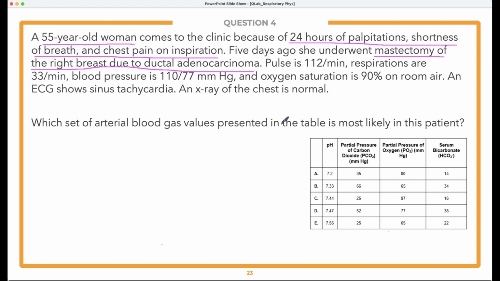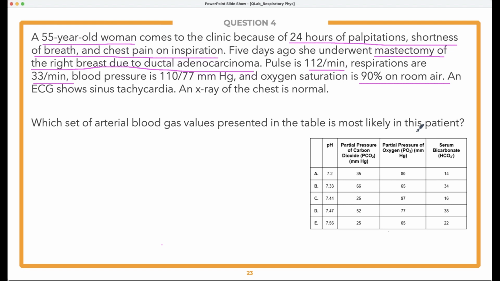Her heart rate's up at 112 and respiratory rate's up as well. Blood pressure's okay though, so we don't have to worry about that. Oxygen is 90%. It's a little bit low for room air for someone who shouldn't have lung disease. Typically, you'd expect someone without lung disease to be in the mid 90s.